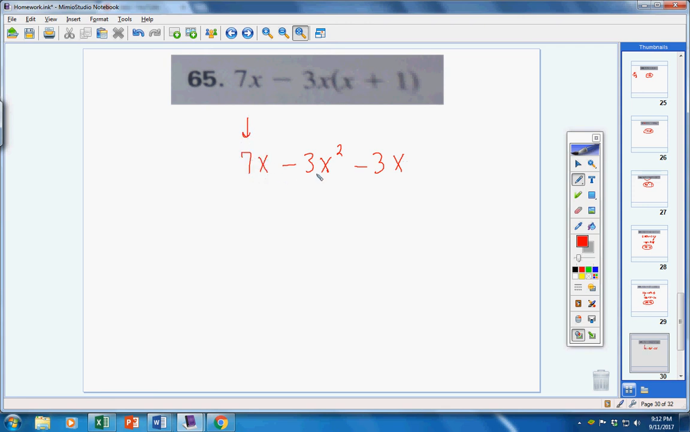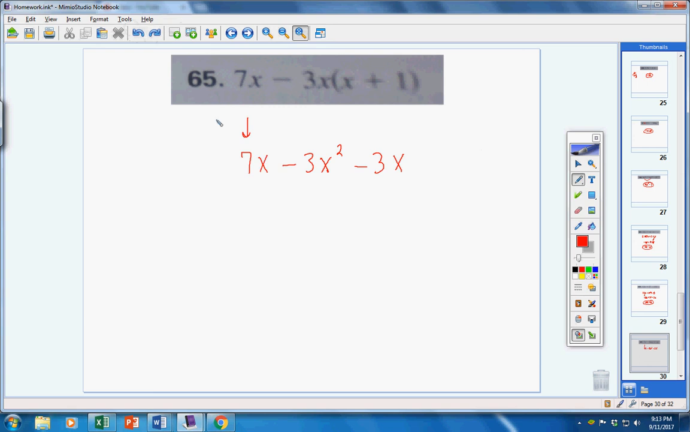Now, don't get confused here. We do not have 3 like terms. This is an x squared term. This is an x term. This is an x term. Those are your like terms, okay? If this would have been 3x cubed, then we would have no like terms. We're finished. Circle your answer and you're done, okay?